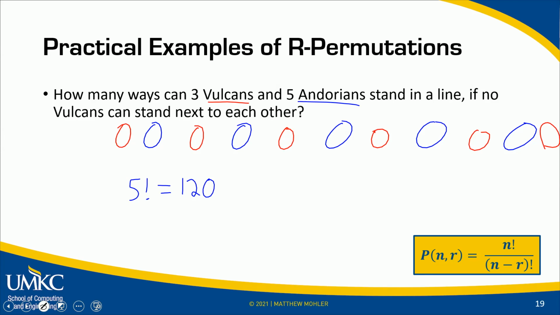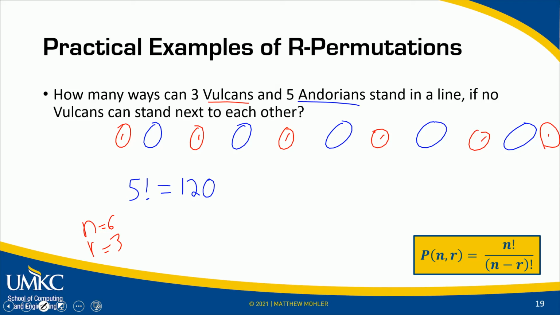Now, for the Vulcans, it's going to be a little bit different. The Vulcans have 6 different places that they can stand in line. Again, that's anywhere that we have a red circle. But there are only 3 Vulcans. And so we can treat this like an R permutation. We can say that this is really a set of 6 possible elements, and we are selecting 3 of them for the Vulcans to stand in. And so in this case, this is an R permutation with N equal to the number of spots, which is 6, and R equal to the number of Vulcans, which is 3.